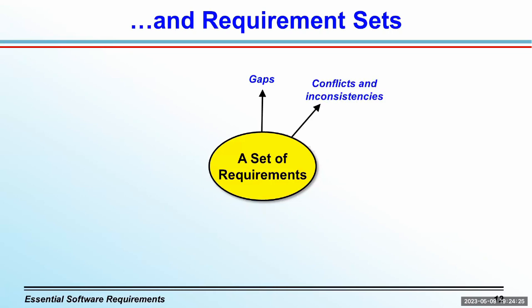Inconsistencies can arise between a parent requirement and its children. Requirements of the same type can also conflict. One says to do A, another says to do B, but it's logically impossible to do both.